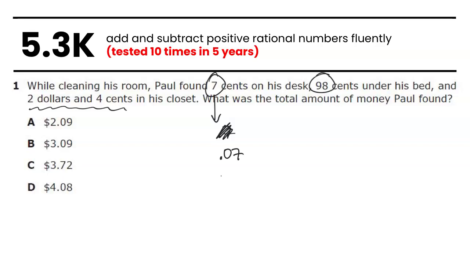Then 98 cents, lining up my decimal place, as always, will go underneath that. And then $2.04. Again, making sure they don't write it as 2.40, but instead as 2.04. Then just adding using the standard algorithm, 7, 8, and 4 is going to give me 19. Add 1 to the tens place is going to give me 10. So put a 0 and add 1 in the ones place. 2 plus 1 will give me 3, and we get $3.09.